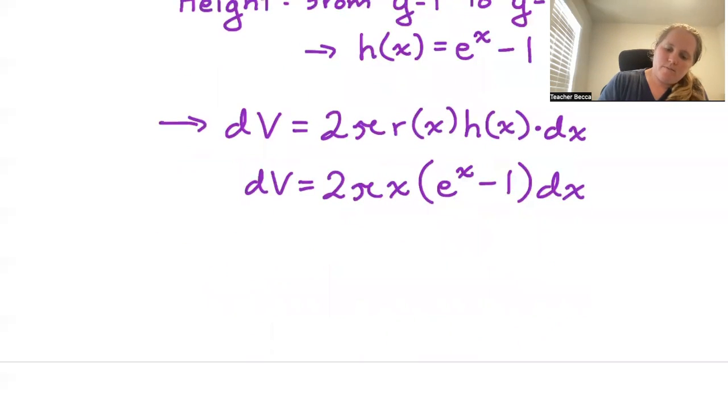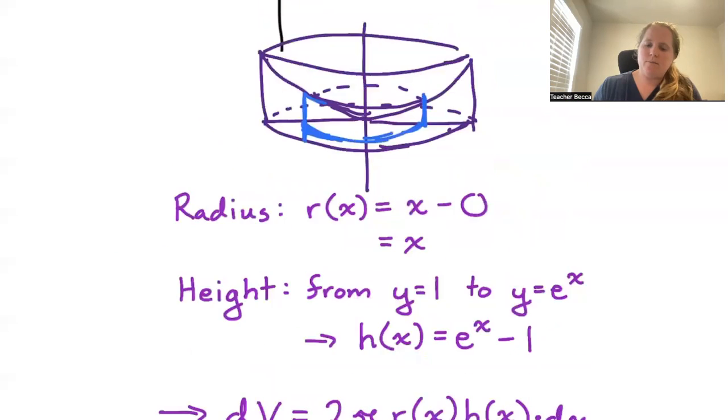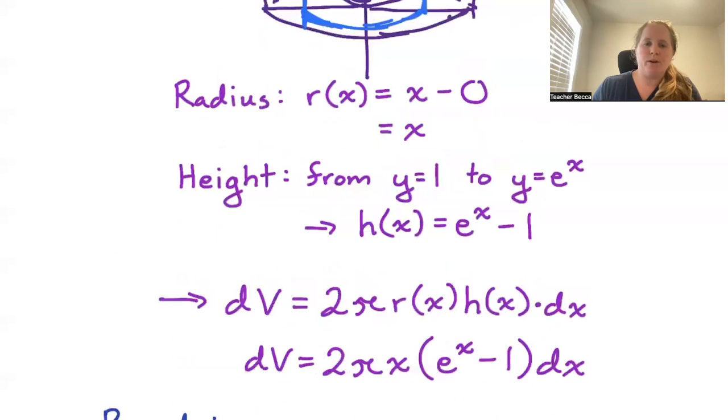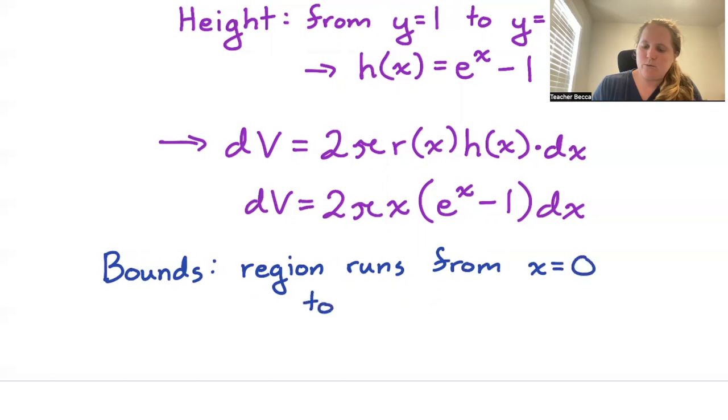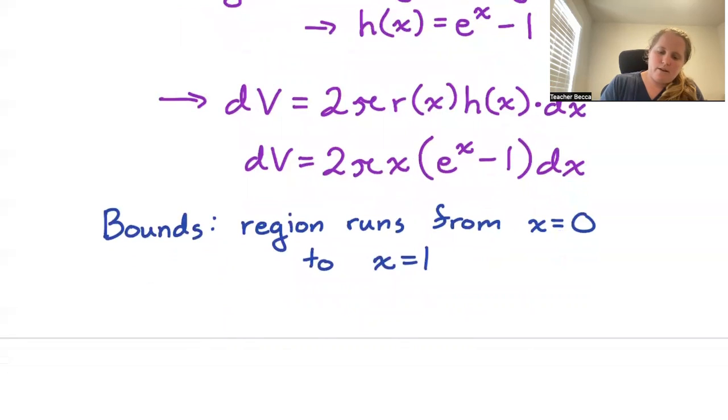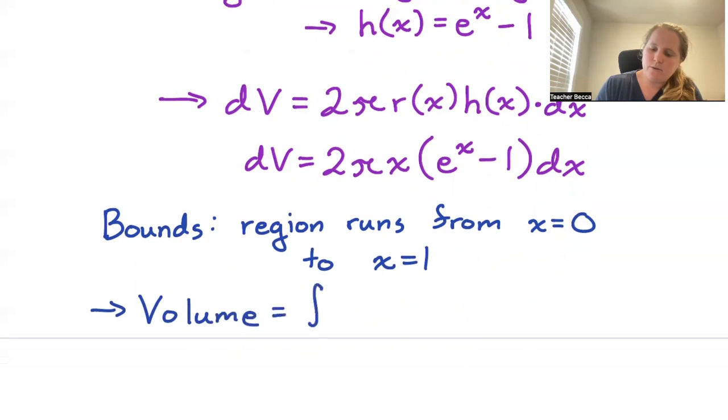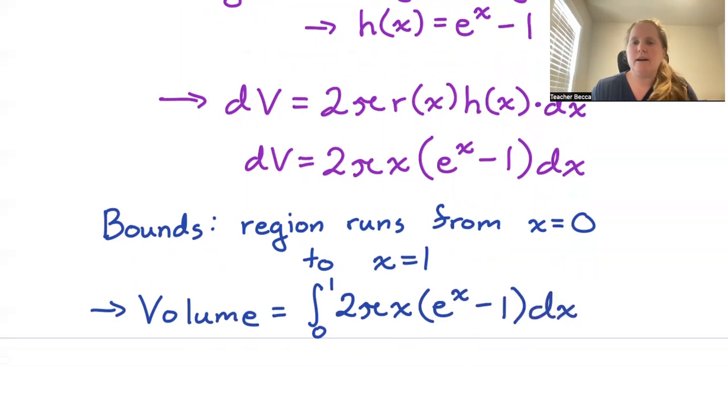Our bounds: we are running from x equals 0 to x equals 1. So the region runs from x equals 0 to x equals 1. And so we are looking at our volume as the definite integral from 0 to 1 of 2 pi x times e to the x minus 1 dx.